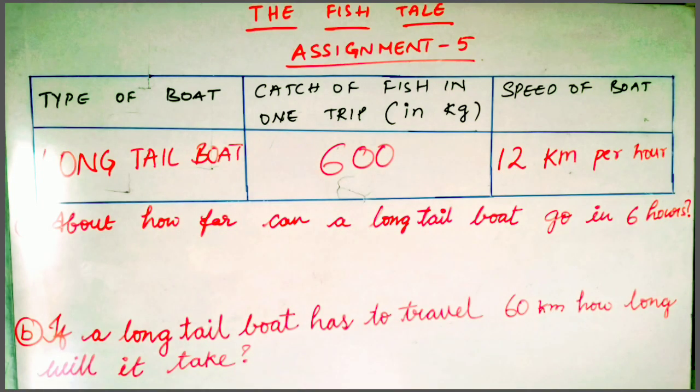Hi children, in this assignment the details of long tail boat are given. How much will this fish boat catch in one trip, that is 600 kg, and the speed of the boat is 12 km per hour. The first question is how far can a long tail boat go in 6 hours. About how far means how much distance will it travel if it is going for 6 hours. We all know the relation between distance, time and speed. Distance is equal to time into speed.